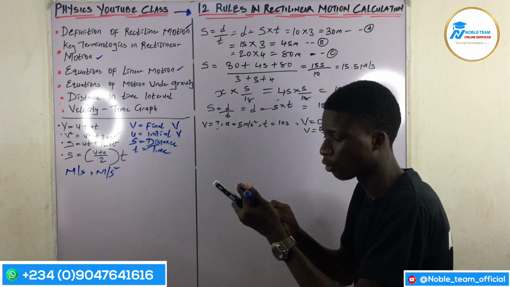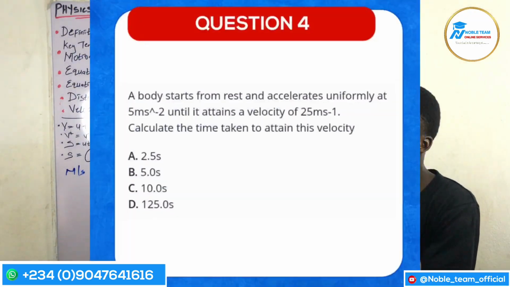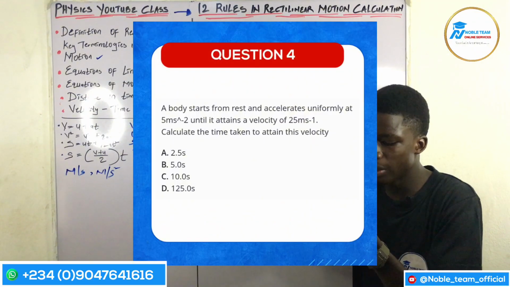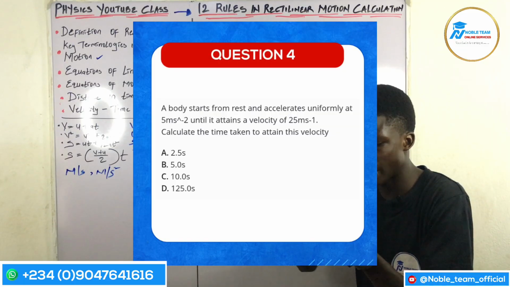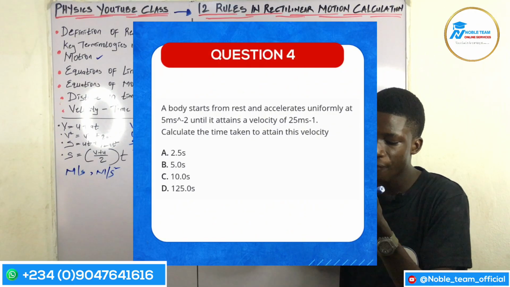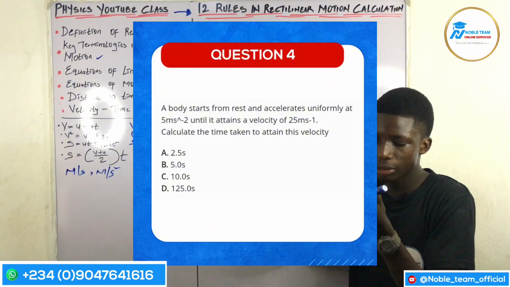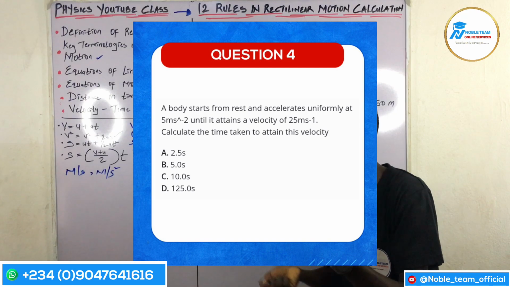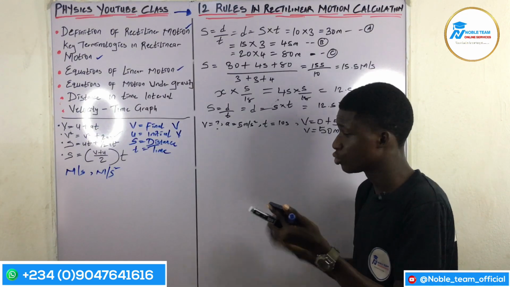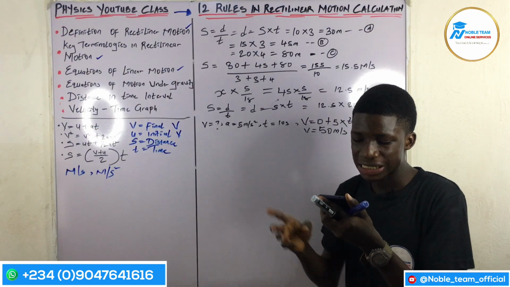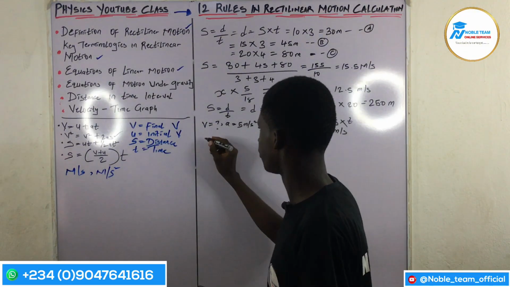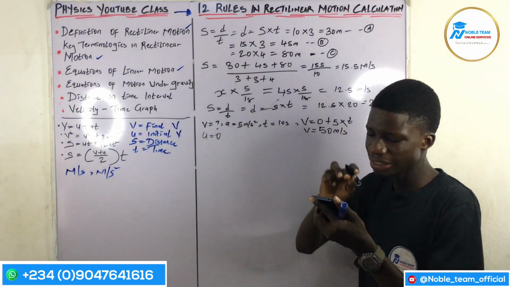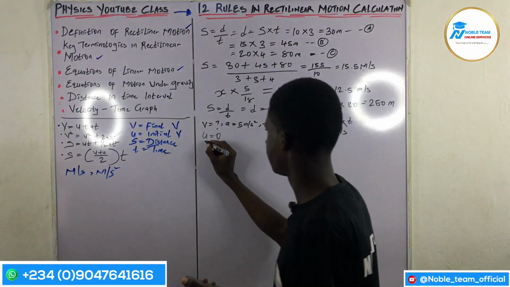Now let's look into question 4. Question 4 says a body starts from rest and accelerates uniformly at 5 meters per second square until it attains a velocity of 25 meters per second. Calculate the time taken to attain this velocity. Now, this question is also the same thing, because they said a body starts from rest. Our initial velocity is going to be 0.